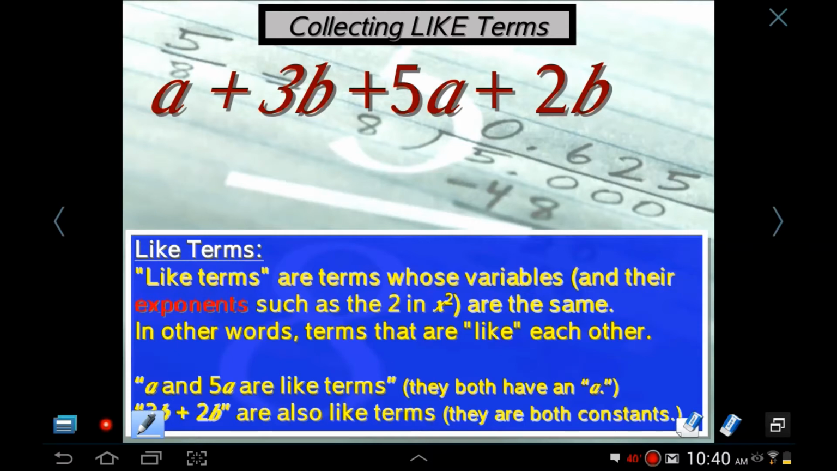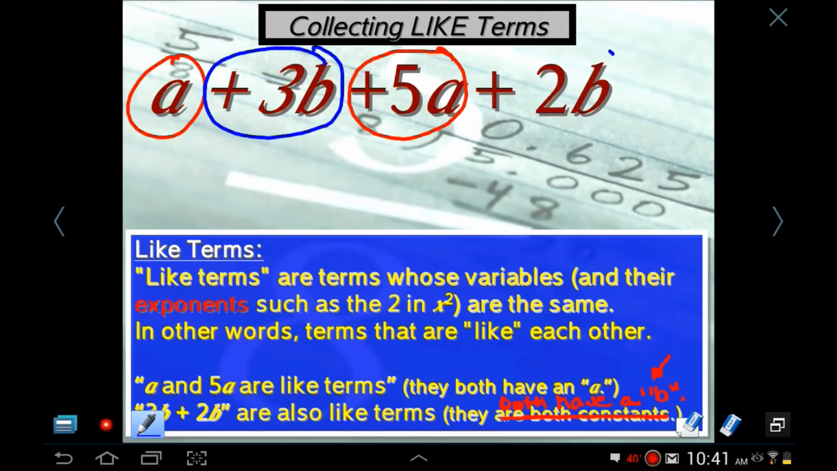This problem right here, we have a and 5a are like terms because they both have an a. 3b and 2b are like terms because they both have a b. Sorry, I had to edit that a little bit. So those are like terms. These are like terms because they both have an a. These are like terms because they both have a b.